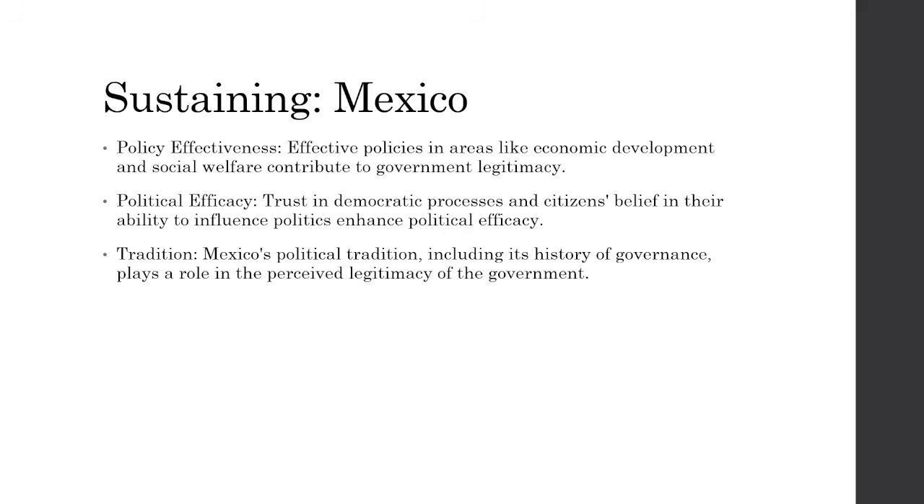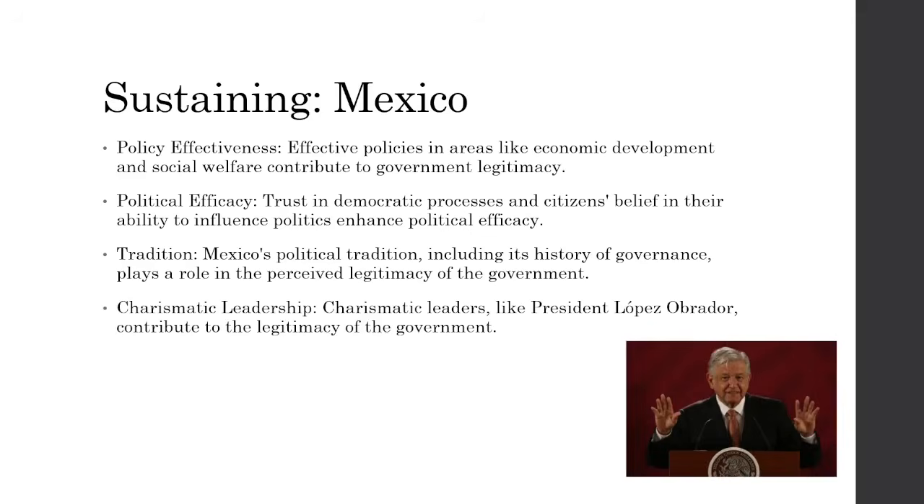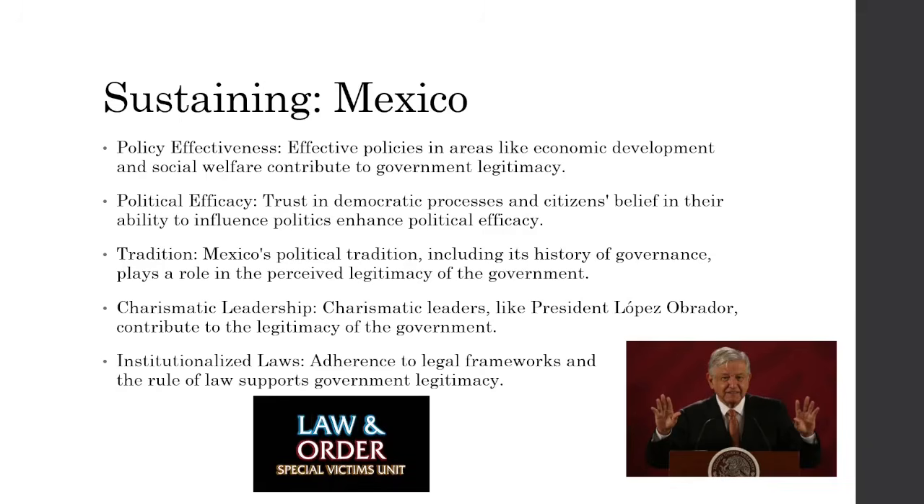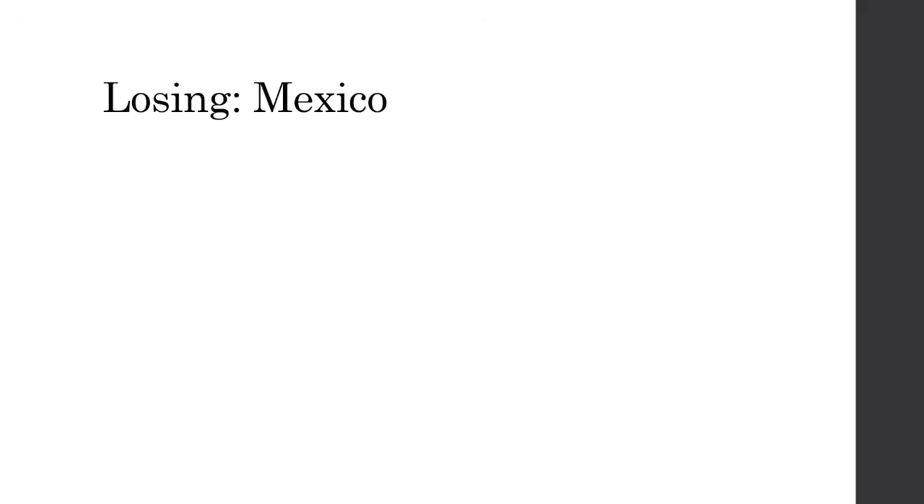That maintains legitimacy. But there's also legitimacy in how the elections work, and that they have a president. The president serves a 6-year term, that sort of thing. There's also the rise of their presidents and also their representatives for those regions. And we have institutionalized laws with their legal frameworks and rule of law. Now, how does Mexico lose legitimacy?